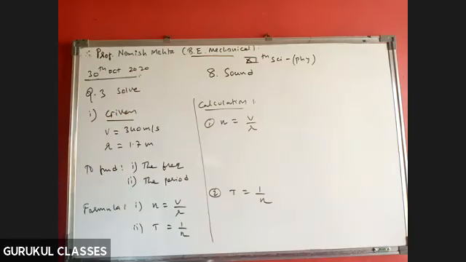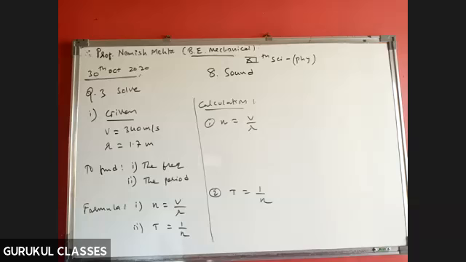So first answer is 200, second one is 0.005. Perfect. Shabash. Next.